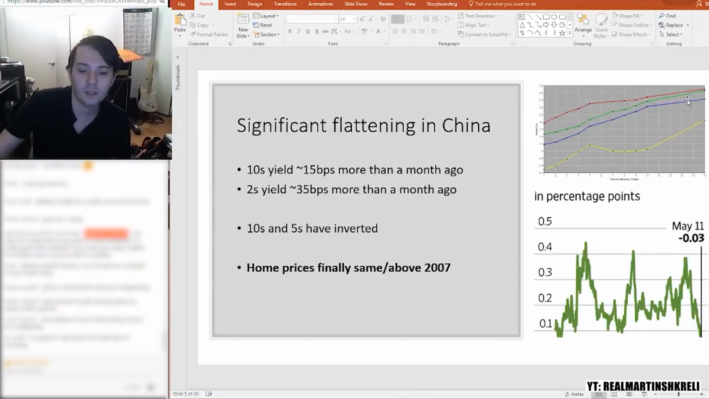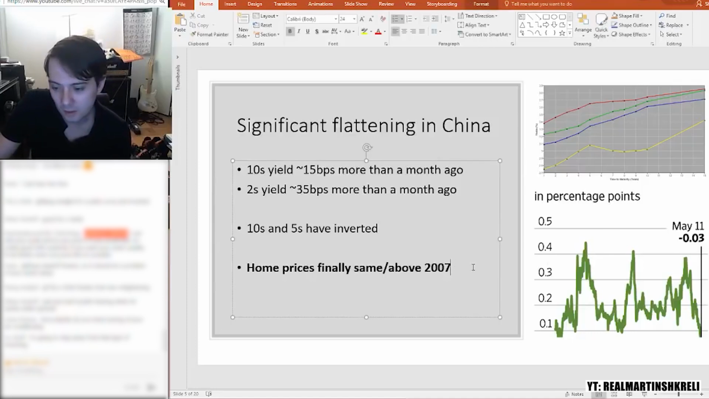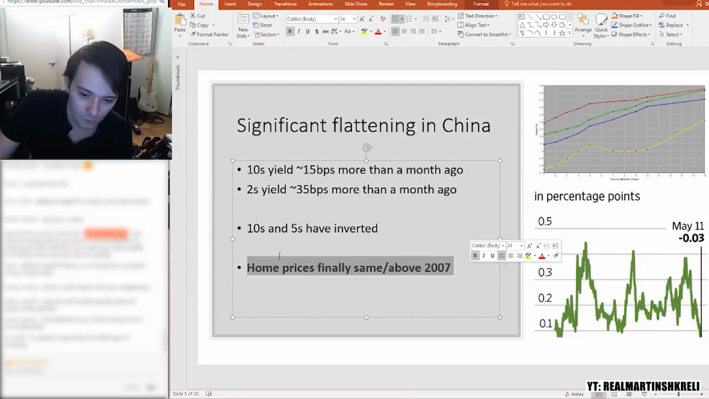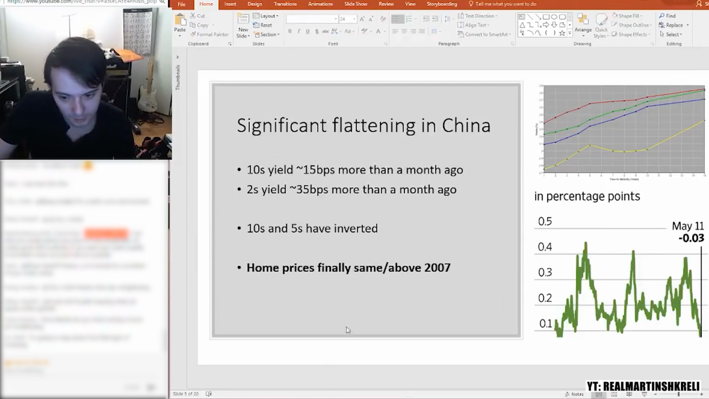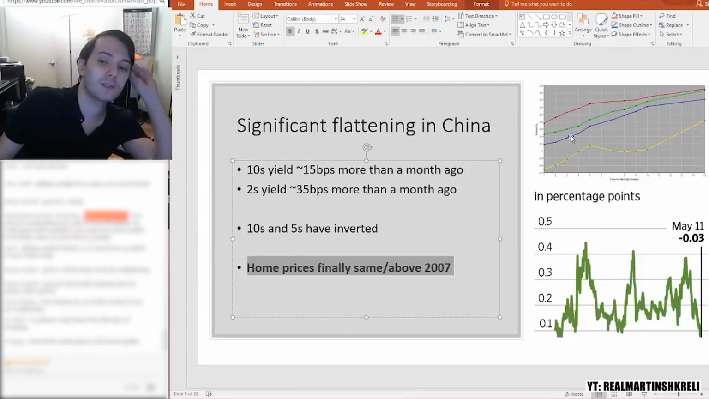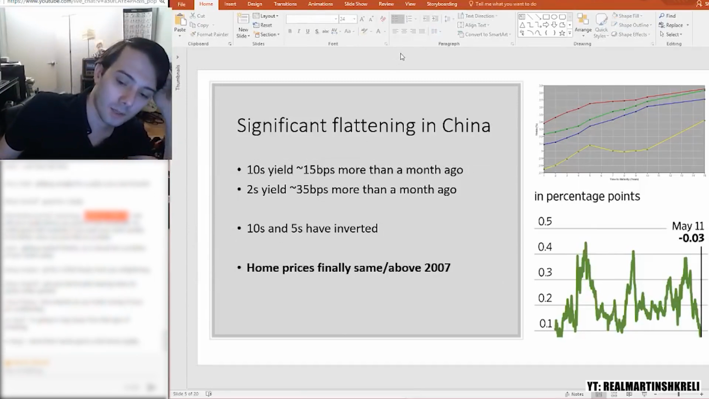And I also noticed the Case-Shiller Home Price Index is finally back to the 2007 levels, which is really kind of interesting. What to make of that exactly, I'm not sure, but it's important to kind of know how other asset classes are performing, things like bonds and real estate and things like that.